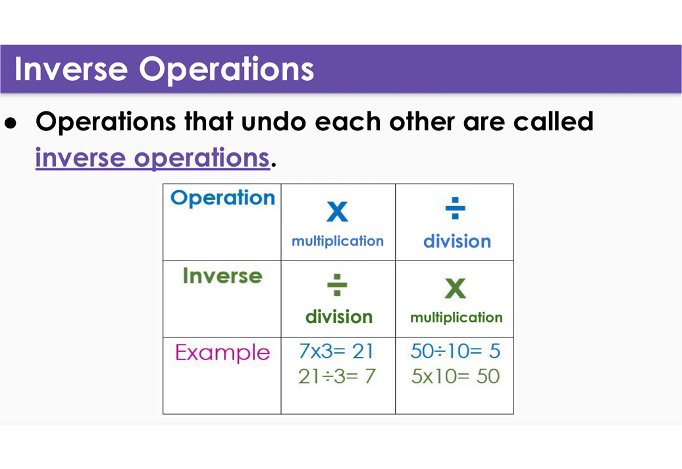Example: 7 times 3 equals 21, and 21 divided by 3 is 7. For division, the opposite of division is multiplication. 50 divided by 10 equals 5, and 5 times 10 equals 50.